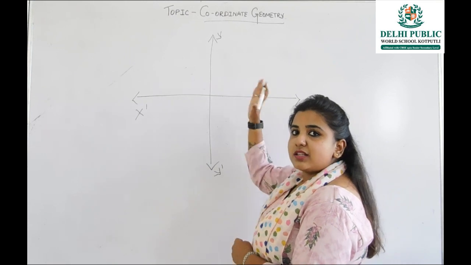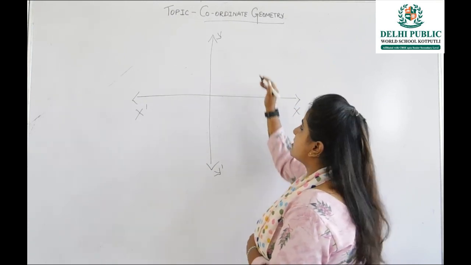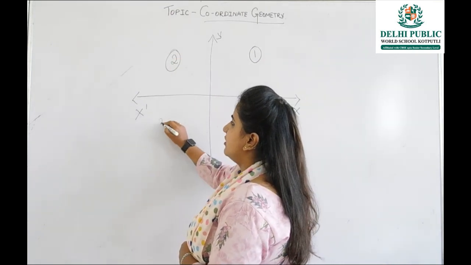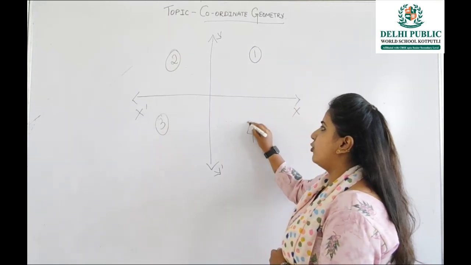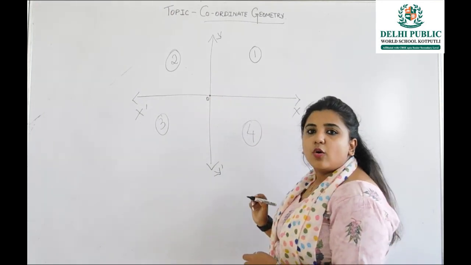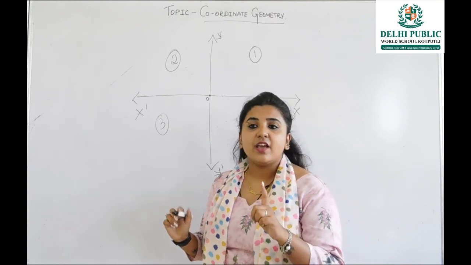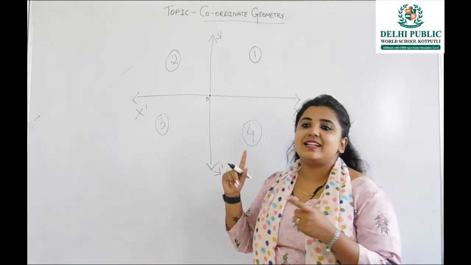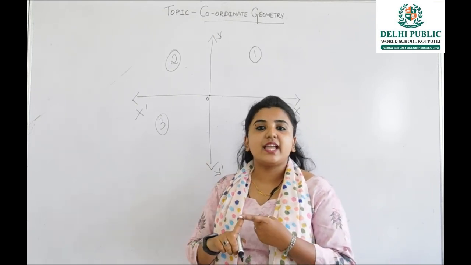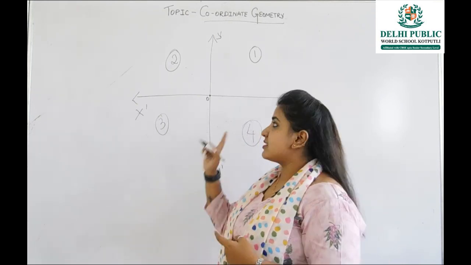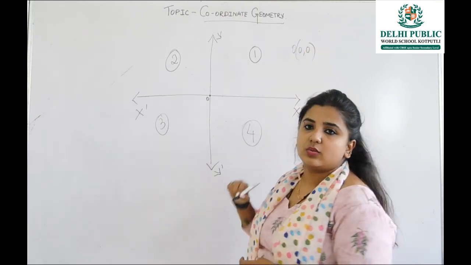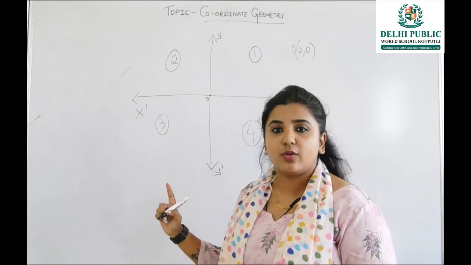quadrants. As per their placing, we'll name them. This is called the first quadrant, second quadrant, third quadrant and fourth quadrant. And the central point over here is called the origin. Origin is the only point where both the axes intersect. I'll repeat again, origin is the only point where both the axes intersect. That is the reason the origin's value is fixed to (0, 0). This is the only value which is fixed for the origin.